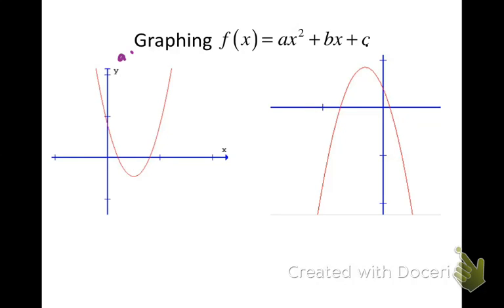Whenever a is positive, greater than 0, you're going to get an upward facing parabola, such as you see on the left. And whenever a is negative, or less than 0, you're going to get a downward facing parabola, such as you see on the right.